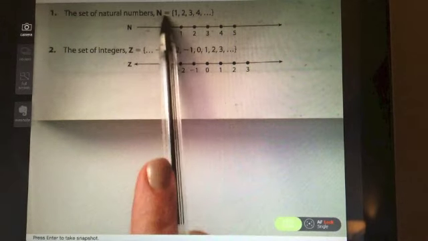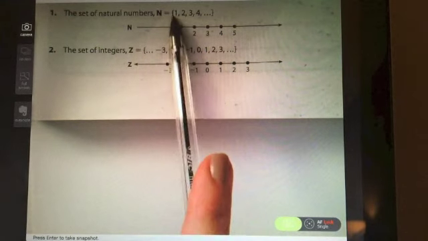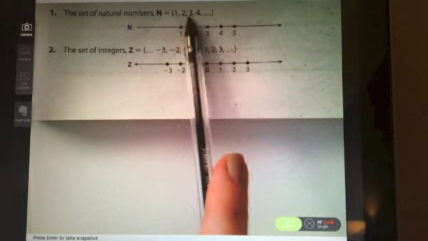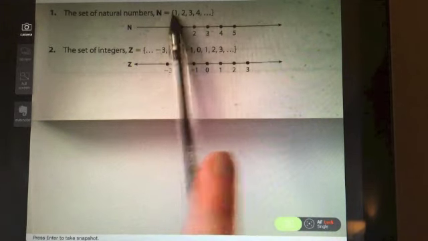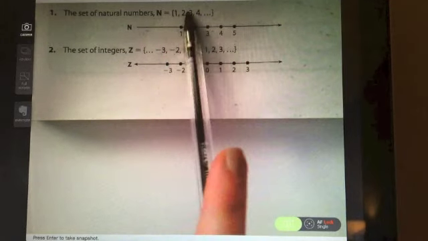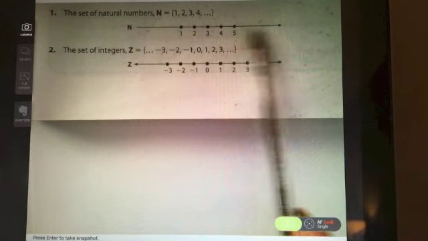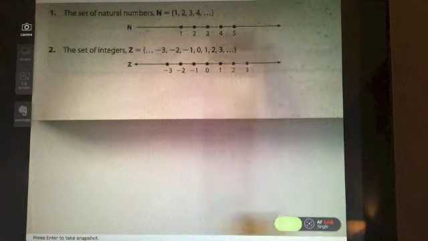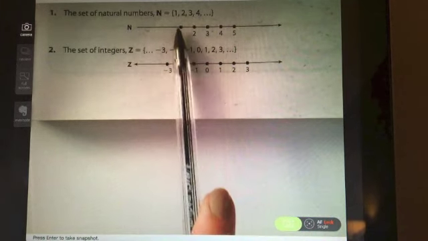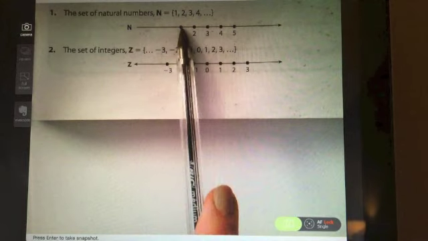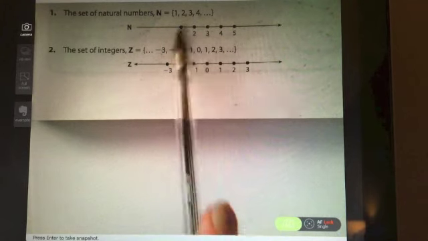So the natural numbers are your positive whole numbers. So 1, 2, 3, 4, 5, 6, and so on. They are positive and they are whole numbers. And so on the number line, this is how you're going to graph your solution. It'll always be on a number line. On the number line for the natural numbers, you will use dots.